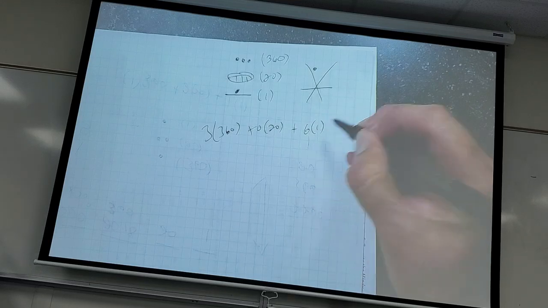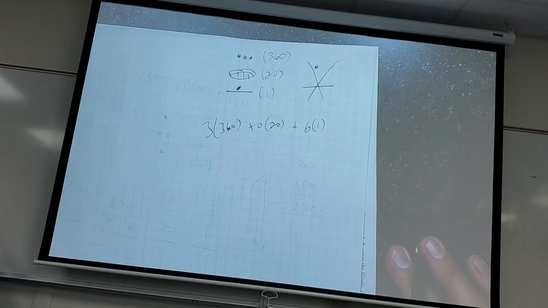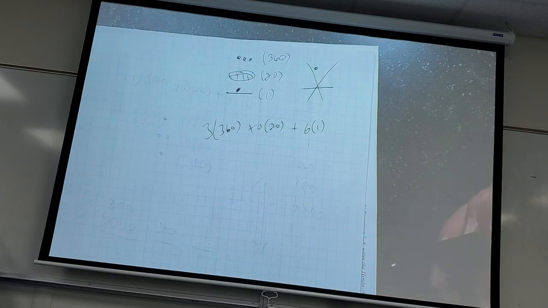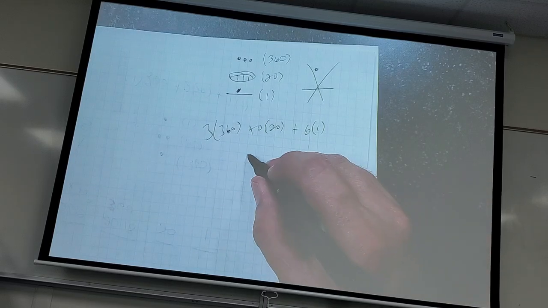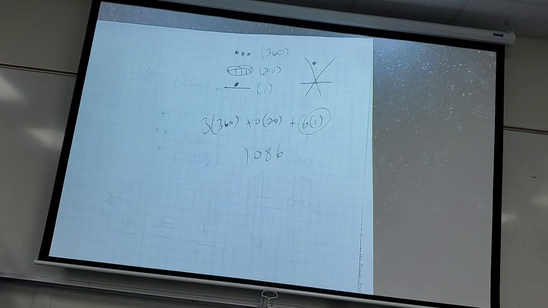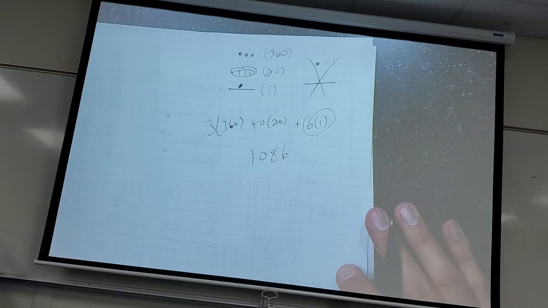6 ones. So 1086. Anybody doing it? You guys have calculators? Don't forget the 6, right? I like it. Okay. Sweet. It's my one skill. I have to show it off every now and then. Math.